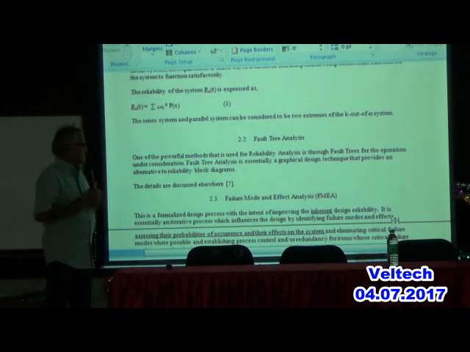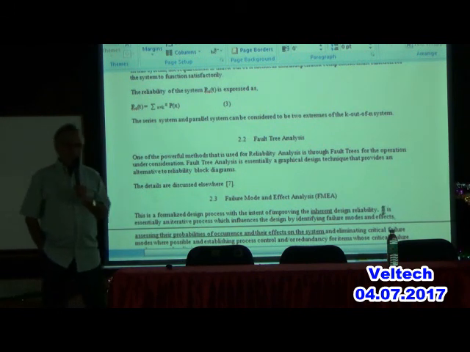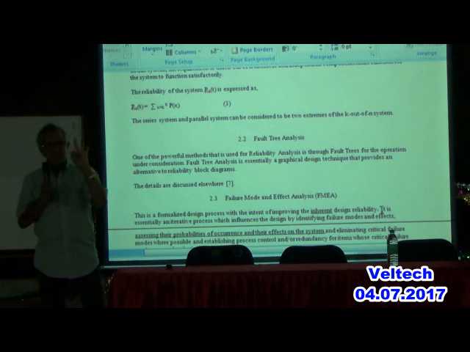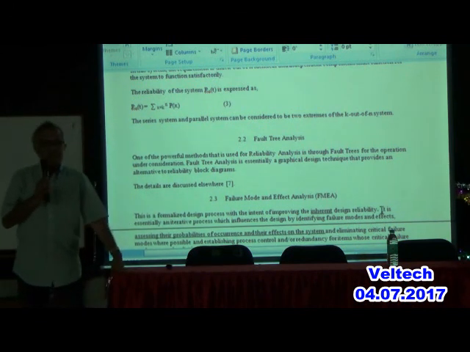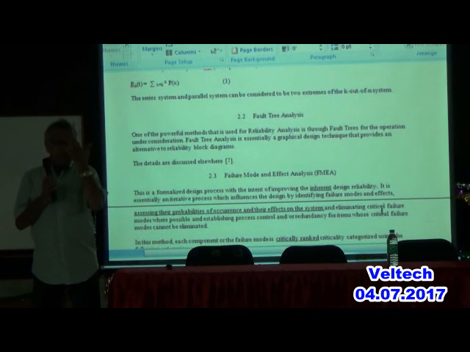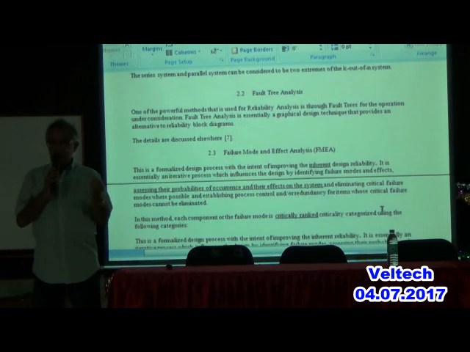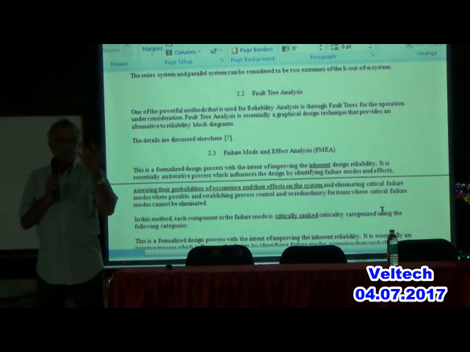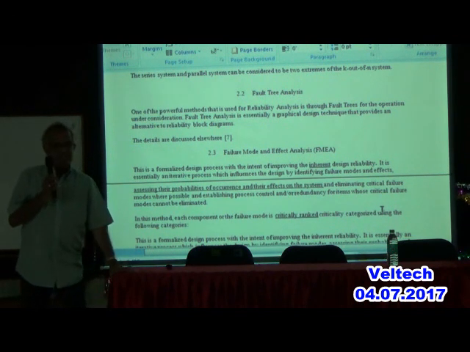Then the other one that you use is called failure modes and effects analysis. There's another way. I told you three things, don't forget. One is the reliability block diagram, the other one is FMEA. All these things are used here. These are not just bookish knowledge, but you use them in companies, in practical implementation.